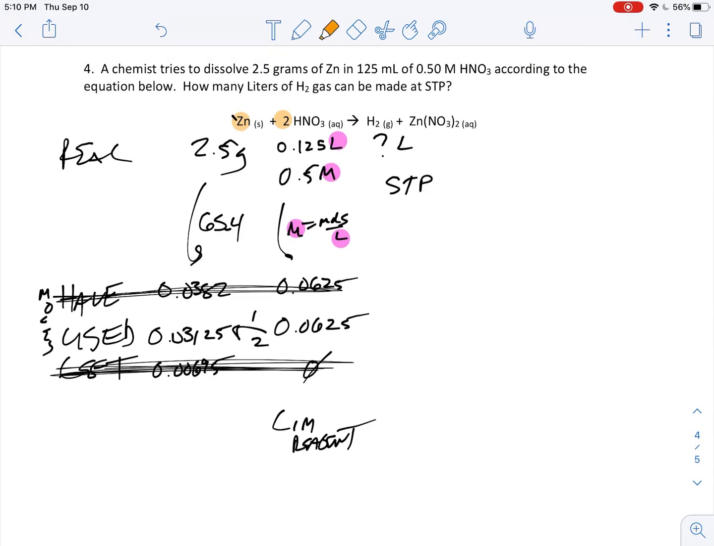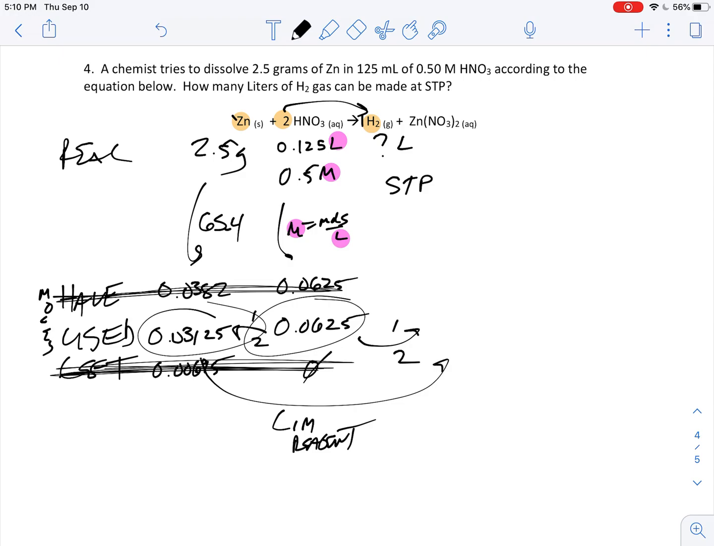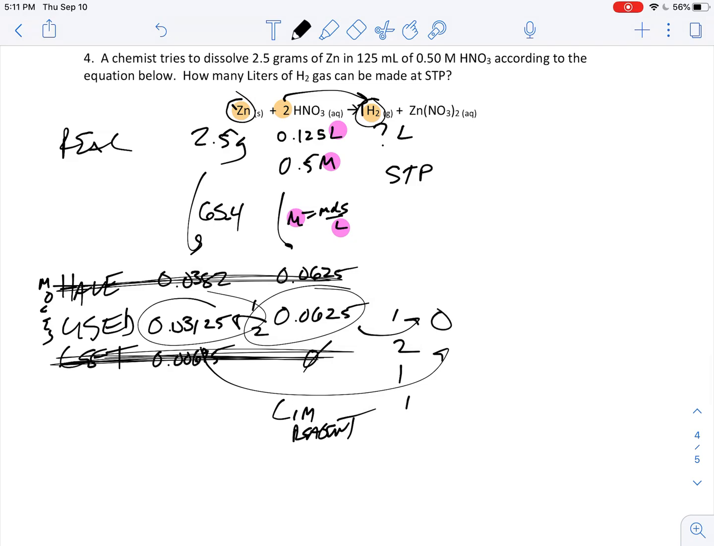And so I want to go over here now to the hydrogen, and the hydrogen is a 1 over here. So if I'm going to start here, then I'm going to go this way by a half, from a 2 down to a 1. Or if I'm going to start here, I'm going to come over and it's going to be the same number because it's a 1 and a 1 that's there. Either way, I should end up with 0.03125 moles that are there.